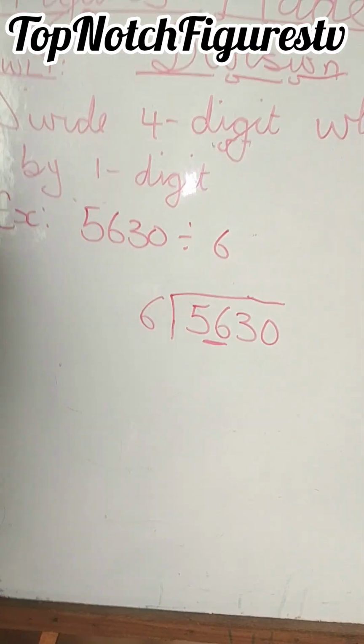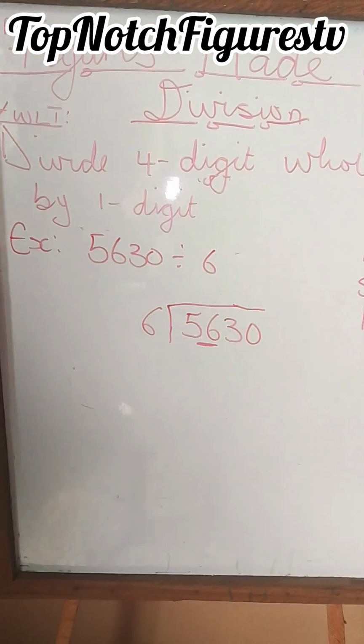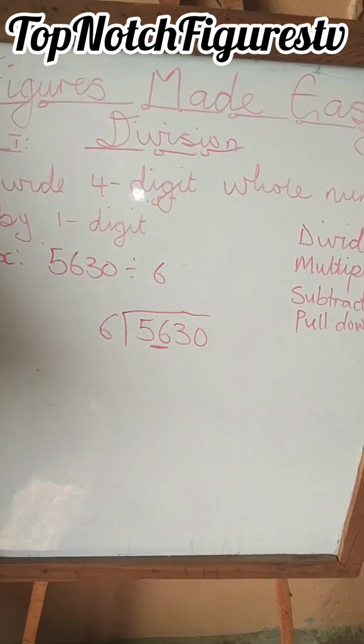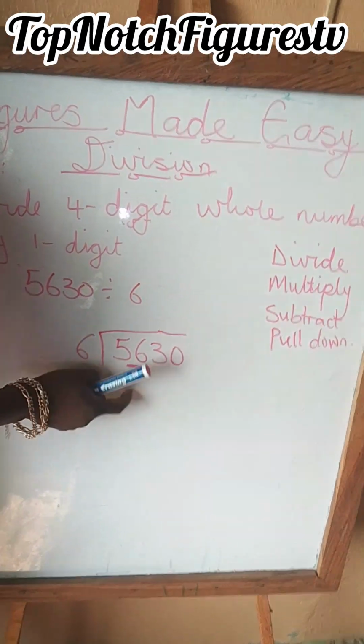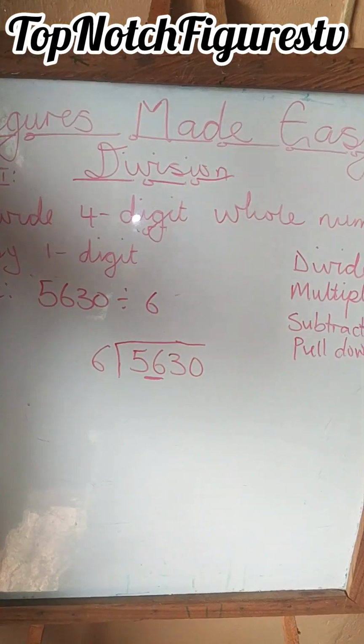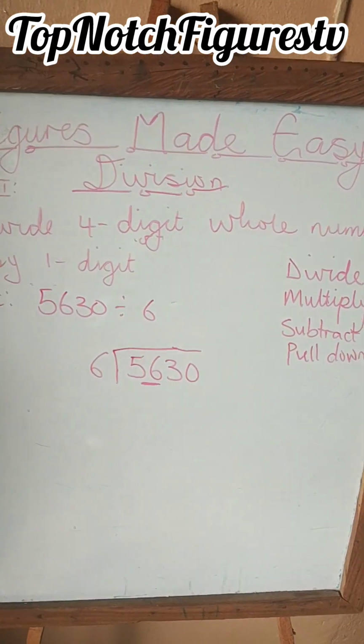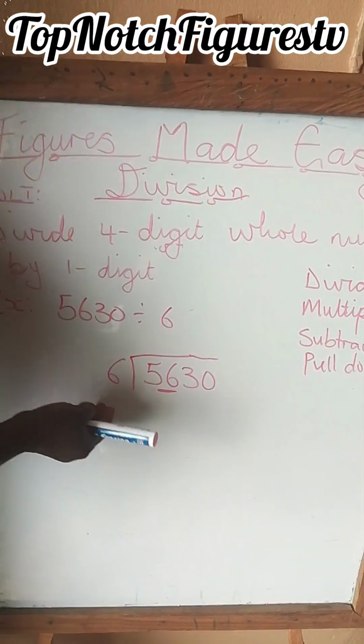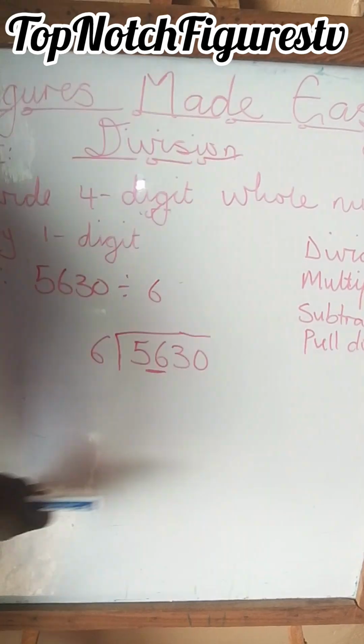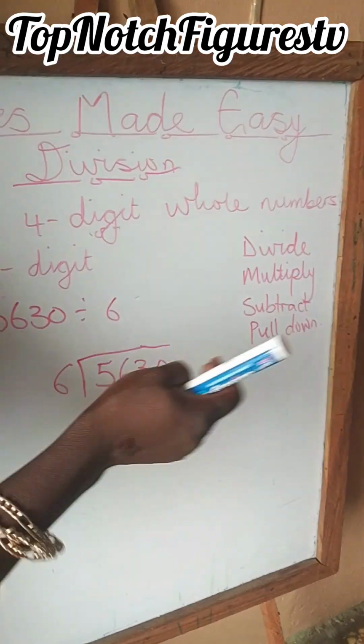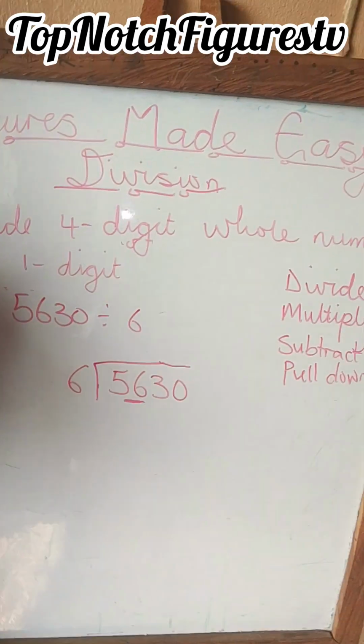Now let us check out the tables of 6. Look for a number closer to 56, but not more than 56. Are you with me? Do you understand that? Let us look at the tables of 6.